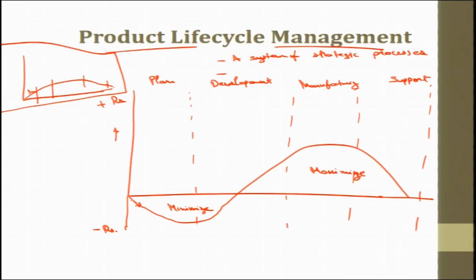In this curve, below the 0 line is a kind of loss. Here I can say is the milestone, the launch of the product. I can have the break even point here, because the investment that is made is covered here. This is the peak profit that we have reached, and the product retires here.